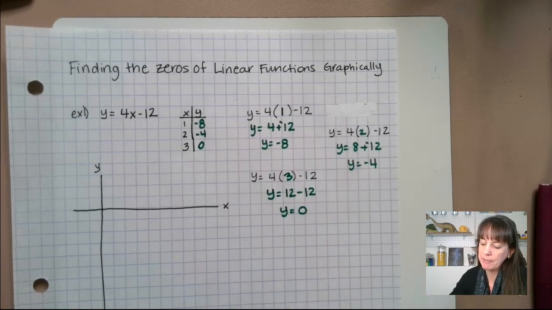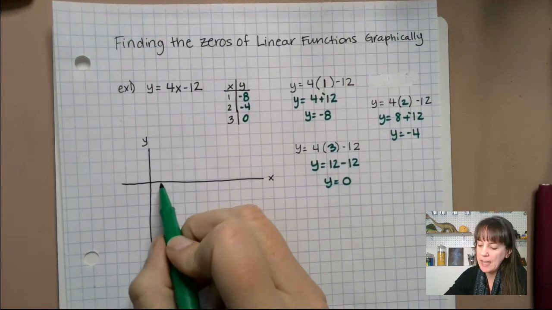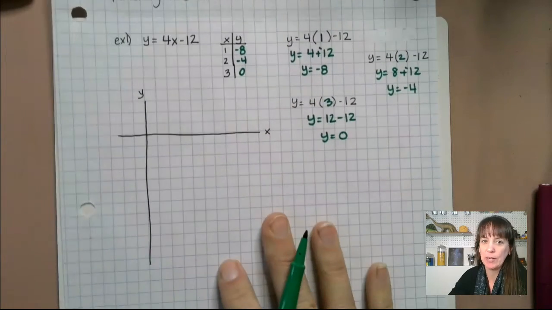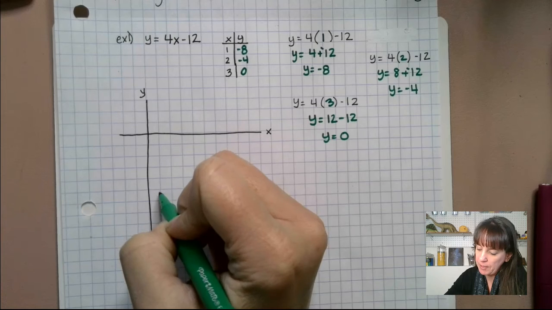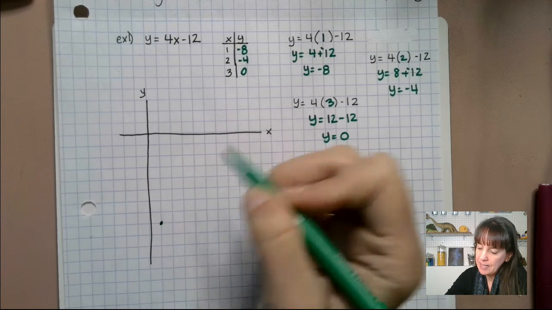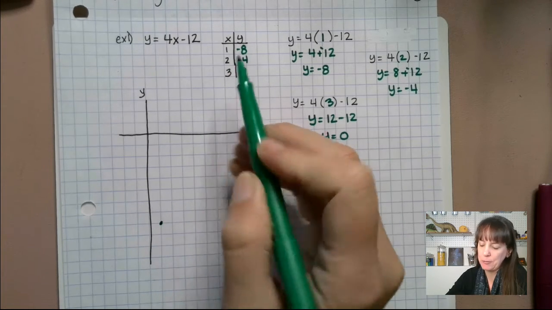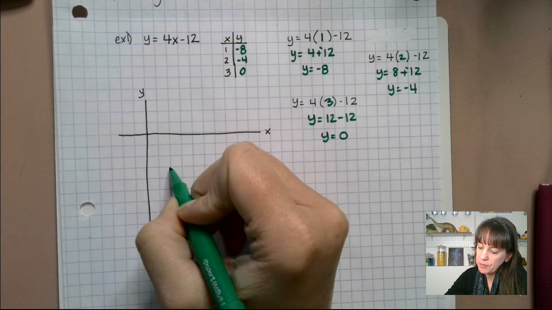So let's go about graphing these points. We go over 1 and then we go down 8 for our first point here. So over 1, down 1, 2, 3, 4, 5, 6, 7, 8. Then we go over 2 and down 4. 1, 2, 3, and 4.